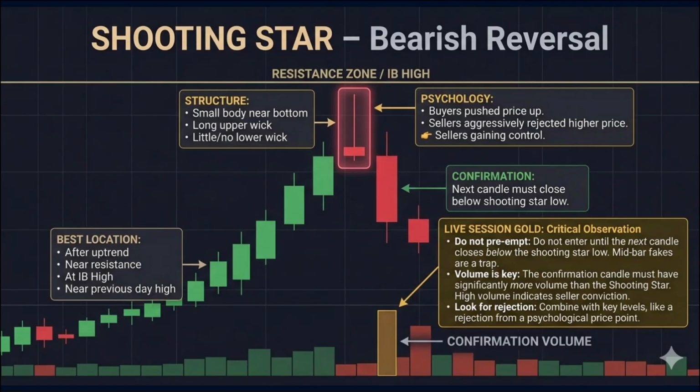Okay, so you can also see some critical observations. The high of the shooting star is a major resistance level. If the price returns there and again fails, it often creates a double top scenario, which will give you a double confirmation. Now, stop loss placement.